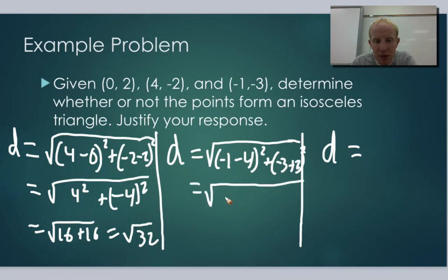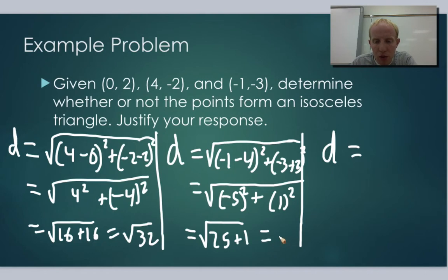If we simplify that out, we get negative 5 squared plus 1 squared. That's going to give us the square root of 25 plus 1, or the square root of 26. Okay, so now we just have to determine this last distance. It has to either be equal to the square root of 32, or the square root of 26, or it is not an isosceles triangle. If it happens to be equal to one of those, then it is an isosceles triangle. We need at least 2 to match.